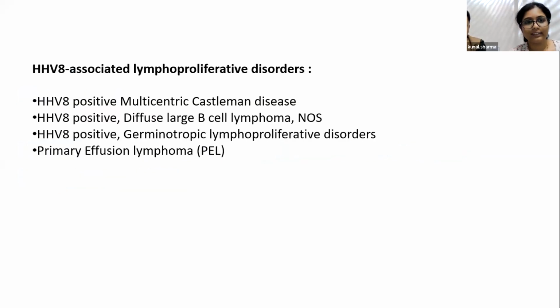So let's see what all comes under the HHV8 associated lymphoproliferative neoplasms. So we have HHV8 positive multicentric Castleman's disease, we have HHV8 positive DLBCL and HHV8 positive germinotropic lymphoproliferative disorders. We also have primary effusion lymphomas which are positive for HHV8, with cavitary and extracavitary variants.